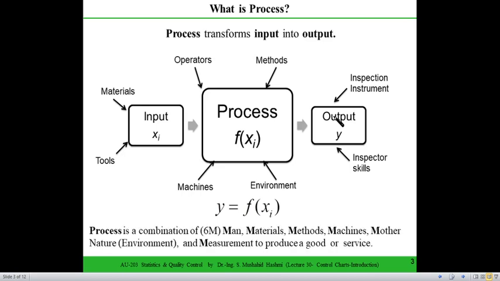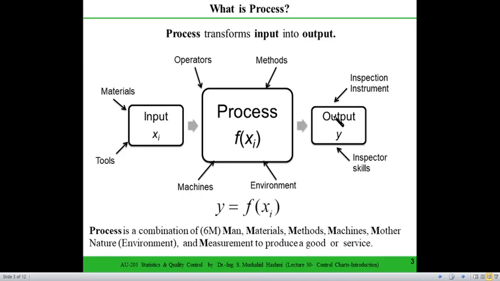Once you're talking about a process, it means you are dealing with 6 M's. The 6 M's are: man, which is the operator; materials, which you bring in as an input; the method required for a process to undertake; the machines required to undertake the process; and the environment, what you call mother nature. That would be the 5th M, and the last M is measurement.